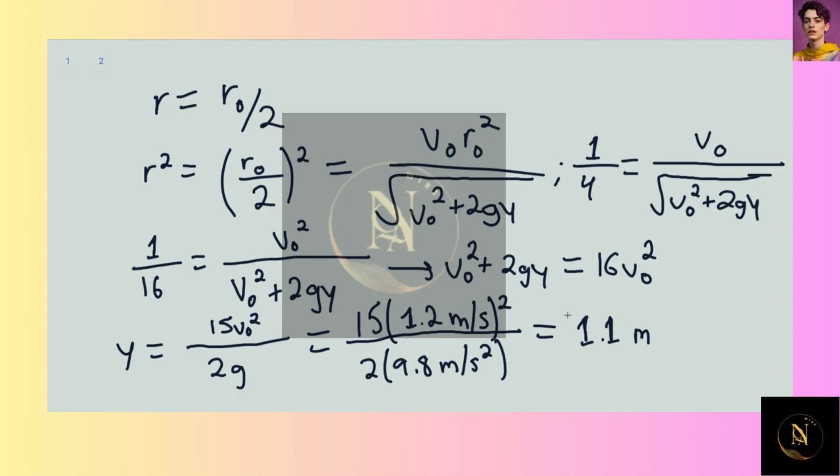So this is how far along. Essentially, 1.1 meters down the stream, the stream's radius is going to be halved from the initial radius of the stream. So this would be the answer for part B.